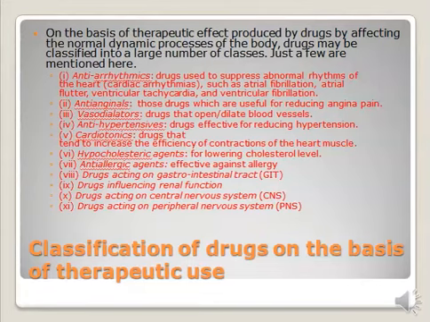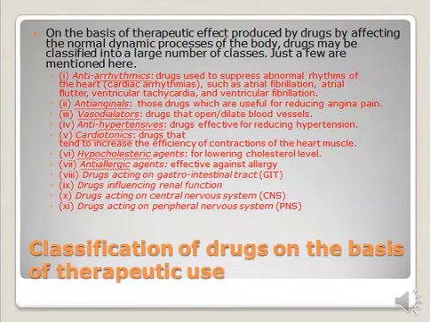The next category we have is anti-anginal. Angina means chest pain, so those drugs which are helpful in reducing this anginal pain are called anti-anginal. The next is vasodilators. The drugs that can dilate the blood vessels are known as vasodilators. Antihypertensive drugs help in reducing hypertension. Cardiotonic drugs help to increase the efficacy of contraction of the heart muscles. Then we have hypocholesterolemic agents, so as the name reflects, they help in lowering the cholesterol level. Anti-allergic agents are effective against allergy.